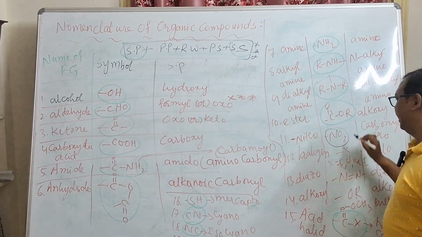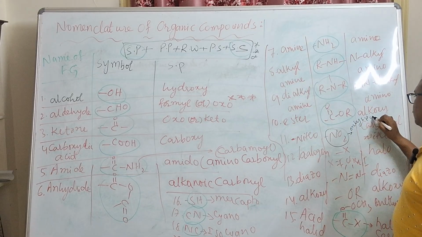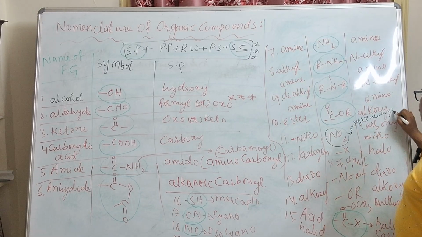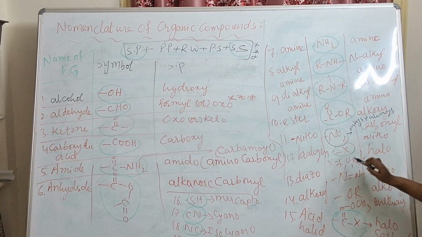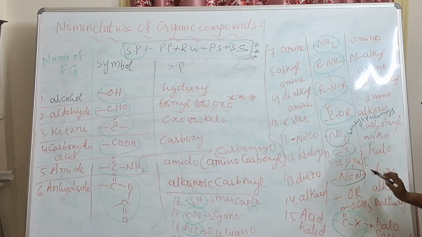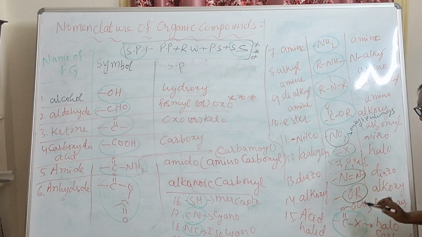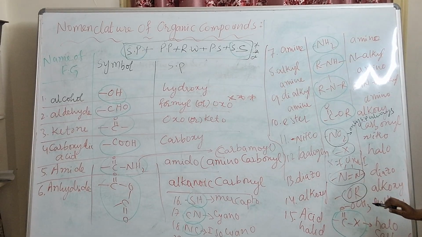NO2, only secondary prefix. Always only secondary prefix. X, always fluoro, chloro, bromo, iodo. Next, azo, diazo, always secondary prefix. Alkoxy, always secondary prefix, you can say. Okay, keep that in mind.